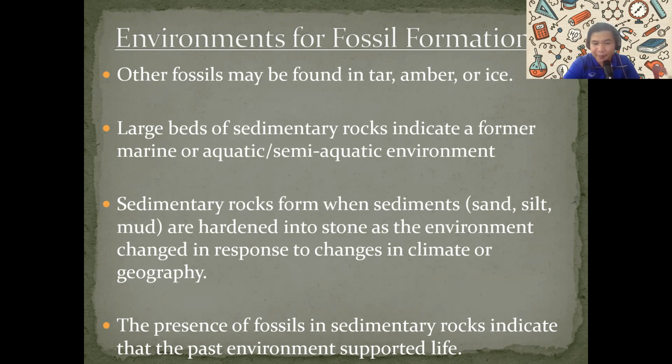Anyway, let's continue. Sedimentary rocks form when sediments, sand, silt, and mud are hardened into stone as the environment changes in response to changes in climate or geography. We've already talked about sedimentary rocks, right? Where they come from. They basically come from sediments. And not only that, they form layers because a lot of different substances like rocks, sand, silt, and mud cover those specific types of rocks. And after a long time, they become sedimentary rocks.